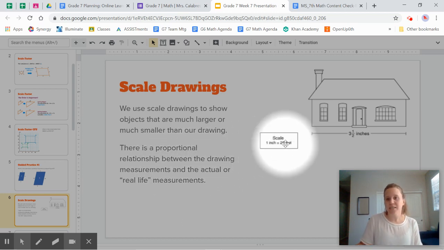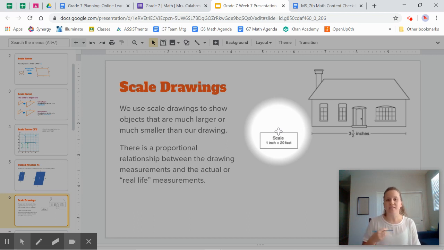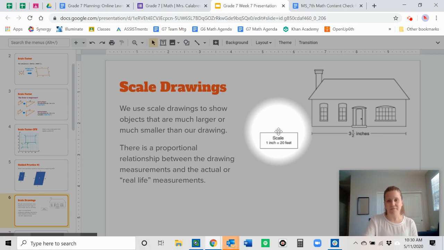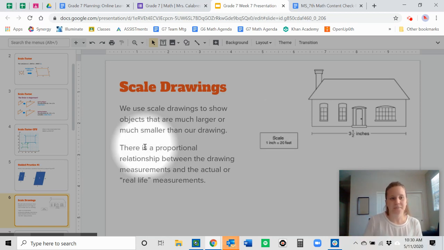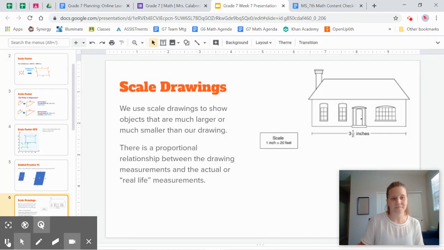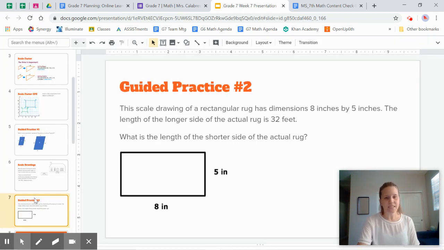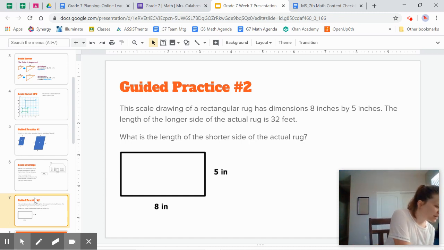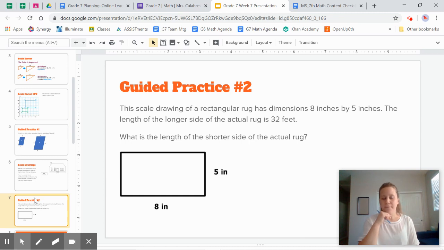Okay, so here's a scale factor: 1 inch in my drawing represents 20 feet in real life. Imagine that for a moment. 1 inch in my drawing represents 20 feet in the real life house. Okay, this is a scale drawing. Awesome, let's do some practice. Here's guided practice question number 2. Go ahead and write a number 2 on your paper, and let's read.